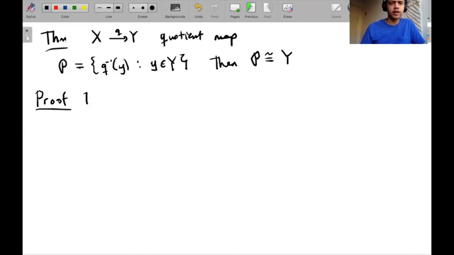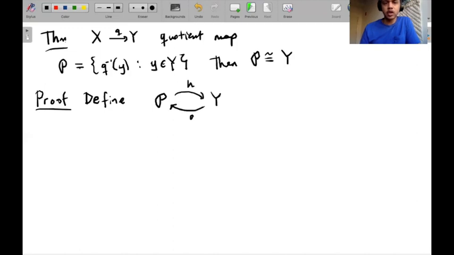So let's define, right, so what we want to do in this theorem is prove that P and Y are topologically equivalent. So we need to define a topological equivalence. So we're going to define maps in both directions, H and G, which are going to be inverses.